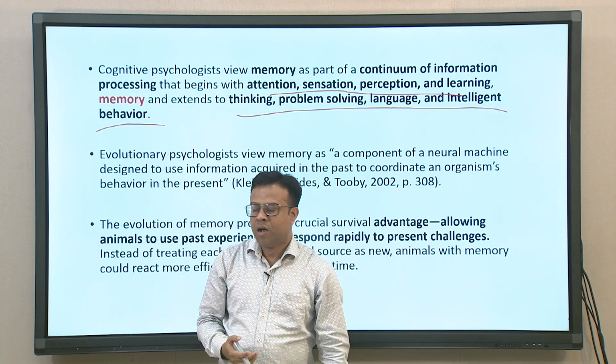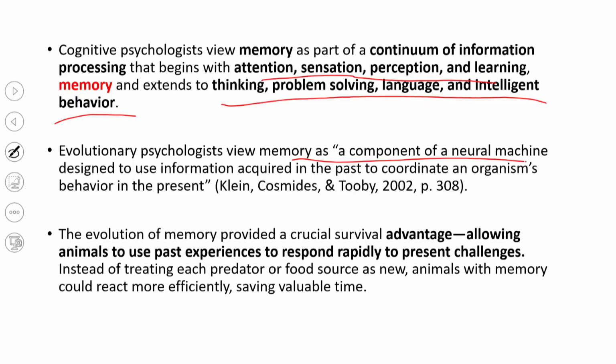Now, evolutionary psychologists view memory as a component of the neural mechanism designed to use information acquired in the past to coordinate an organism's behavior in the present. So, memory is very important from an evolutionary view. It helps us to survive in the world and to function better. Think for a moment that you do not have any memory of the past. You would not be able to understand how to take a step further, because you have no information about what you have done in the past. It is because of memory that we know what to do, because we have learned many things in the past, and we do not have to learn them again and again, because they are already there in our memory.